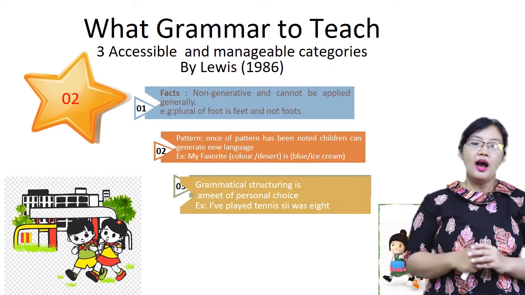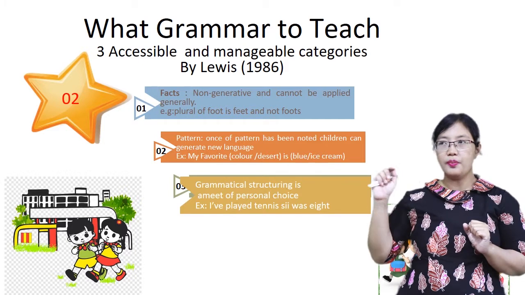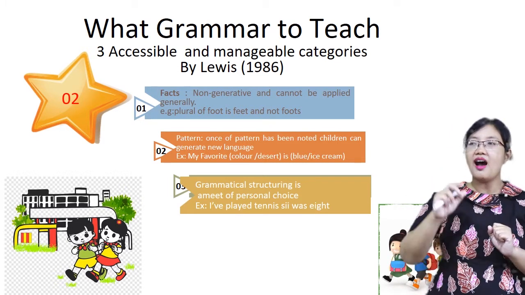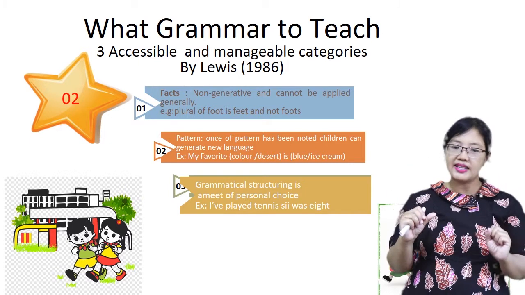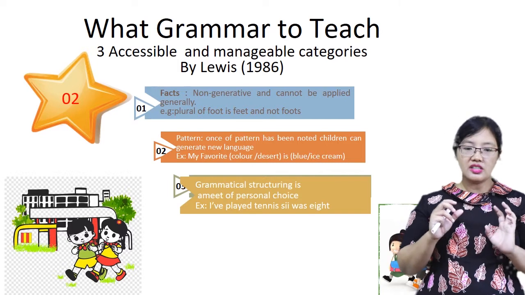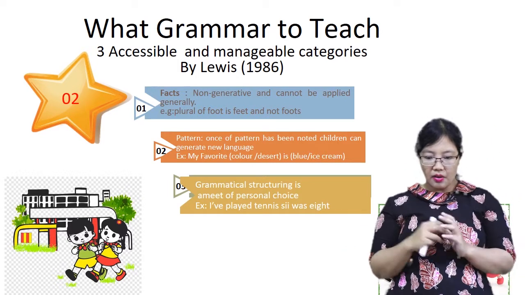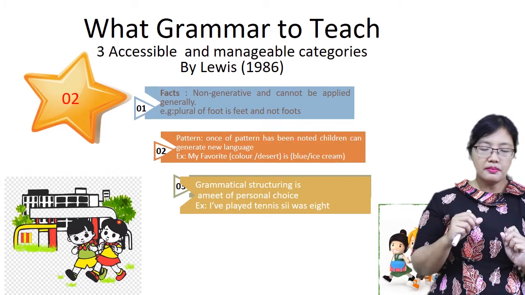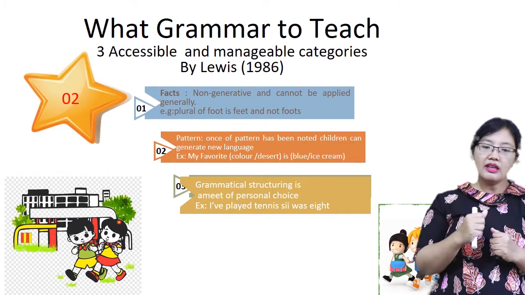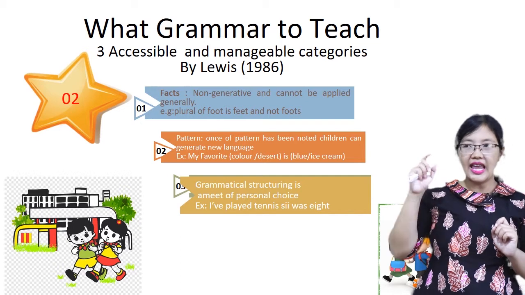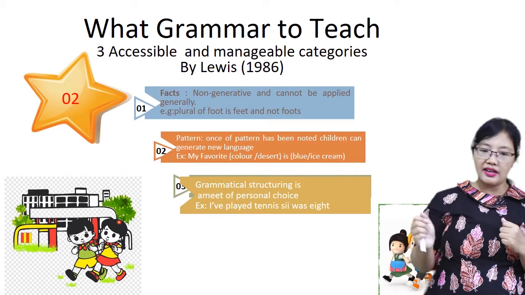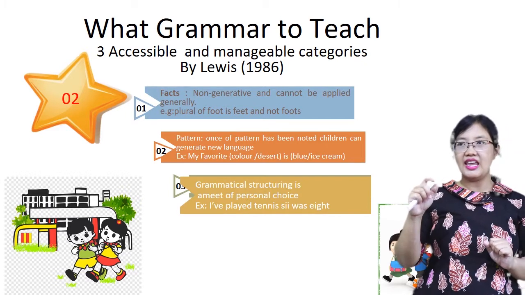For example, my favorite color is blue. My favorite color is blue. And then my favorite food is ice cream. That is a simple example. And the third, if the grammatical structure sets this category, it depends on personal choices. For example, I have played tennis since I was 8. That is simple. I repeat once again, the example is: I have played tennis since I was 8.